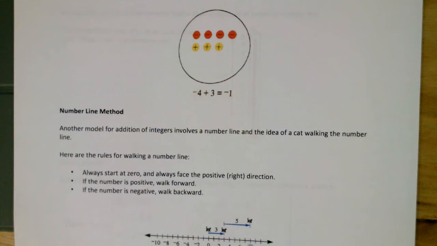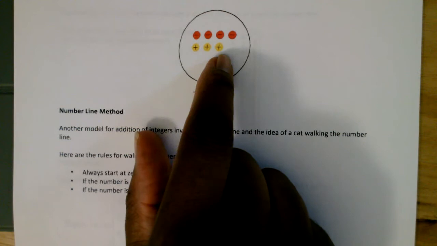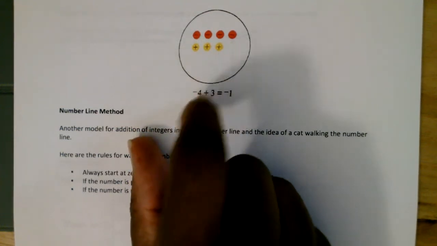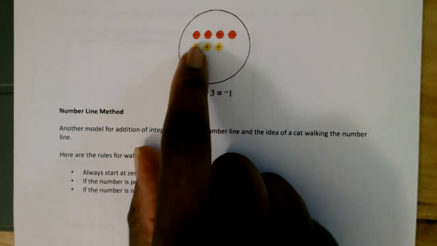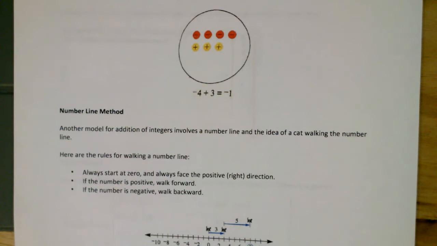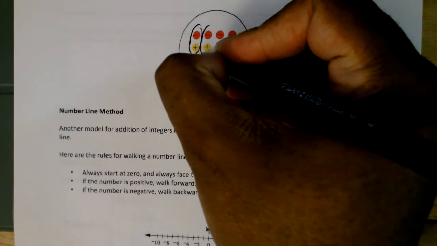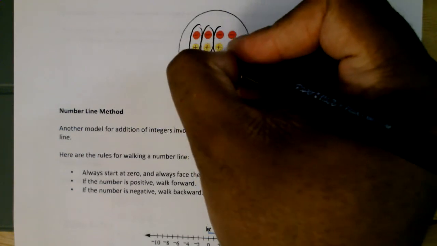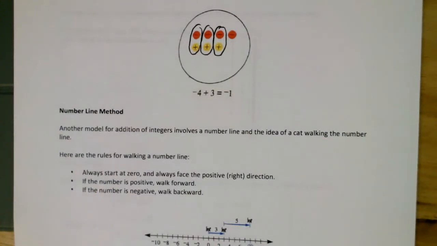So as you can see on the next page, here we got 4 red chips, and then we got 3 yellow chips. Those 4 red chips represent -4. The 3 yellow chips represent 3. And here we have a 0 pair. This forms a 0 pair, this forms a 0 pair, and that forms a 0 pair. You're going to be left with -1 chip, or -1. So -4 plus 3 equals -1.